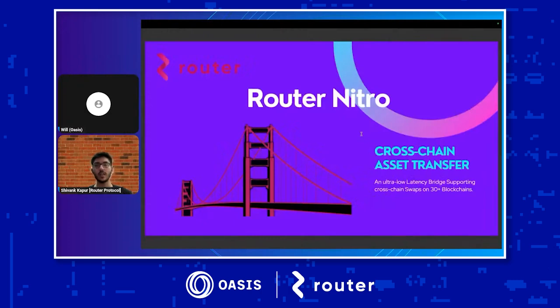A quick overview. We have Router Nitro. It's a cross-chain asset transfer bridge. We have connected more than 30 blockchains, both EVM and non-EVM chains. Router Nitro is a really fast and really secure bridge, which enables you to easily swap or bridge your tokens from one chain to another.